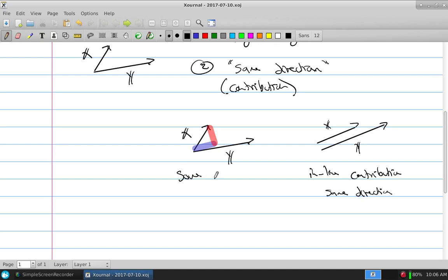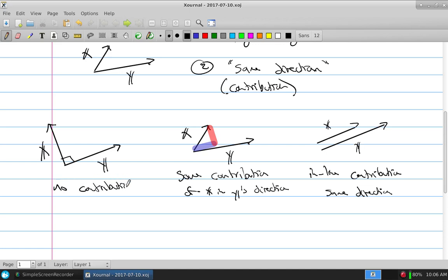Here we could have some contribution of x in y's direction. And on the other hand, we can actually have something like this. We normally draw this and put a little bar on it, which is essentially, if you pull x, is y going to notice that you're helping him? No. If I look at this, I have absolutely no contribution for x in y's direction.